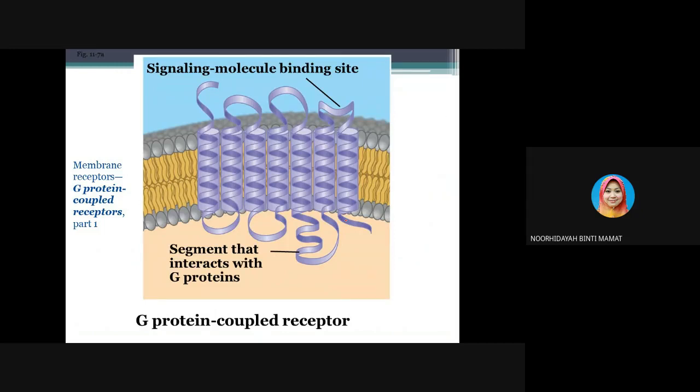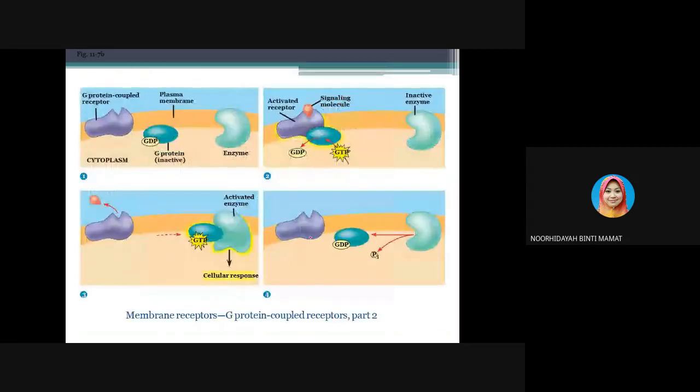So this is the membrane receptor, the G protein-coupled receptor. This is the signaling molecule binding site, where the ligand will bind to this receptor. This is the segment that interacts with the G protein. Again, this is the receptor. If GDP, guanosine diphosphate, is bound to the G protein, the G protein will be inactive.